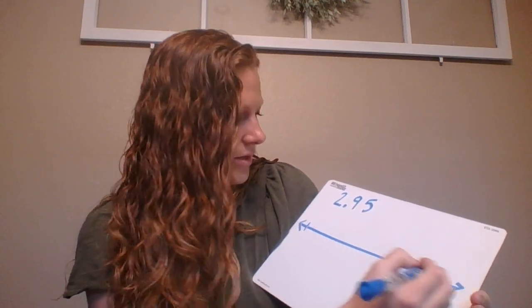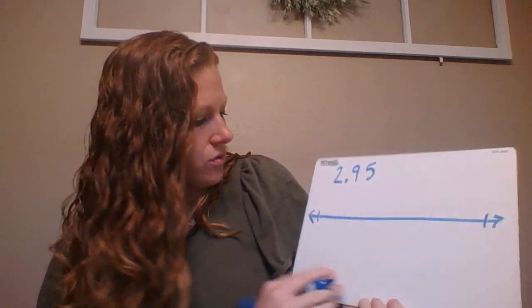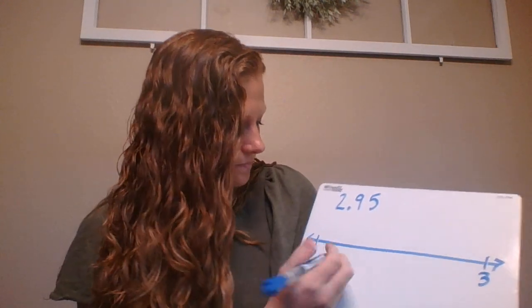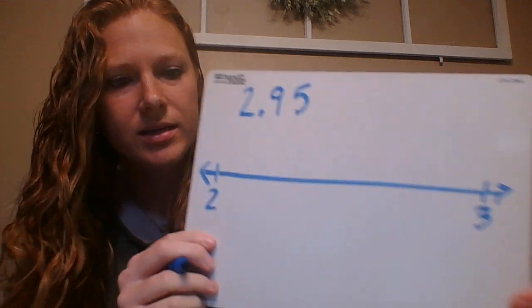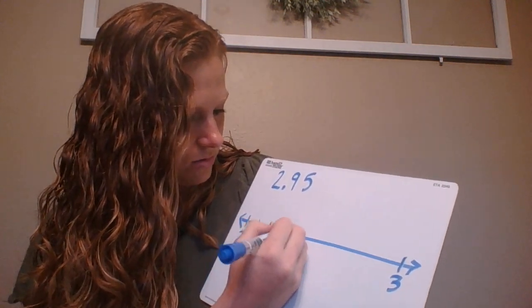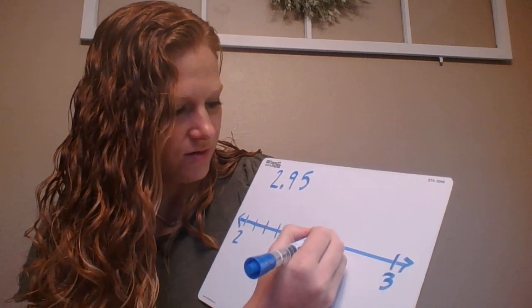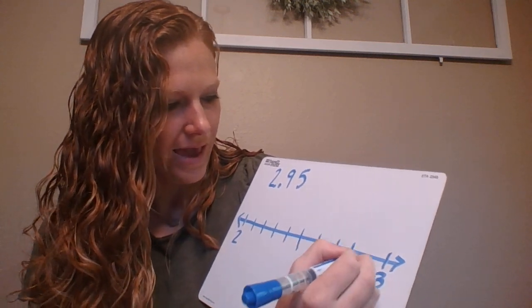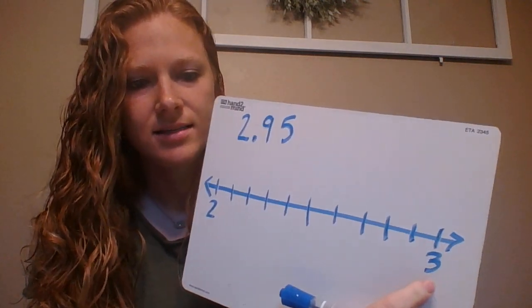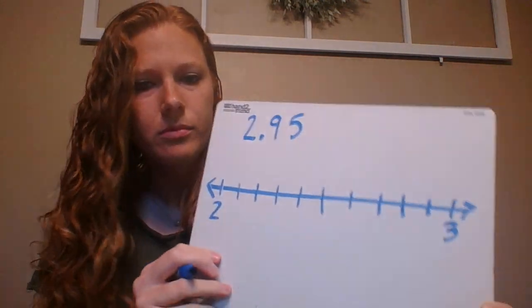And since we're plotting 2.95, I know it's between 2 and 3. So my 2 endpoints will be 2 wholes and 3 wholes. And then I will plot tenths in between here. So 1/10, 2/10, 3/10, 4/10, 5, 6, 7, 8, 9. I don't plot my 10th one because 10 tenths is the same as the next whole.